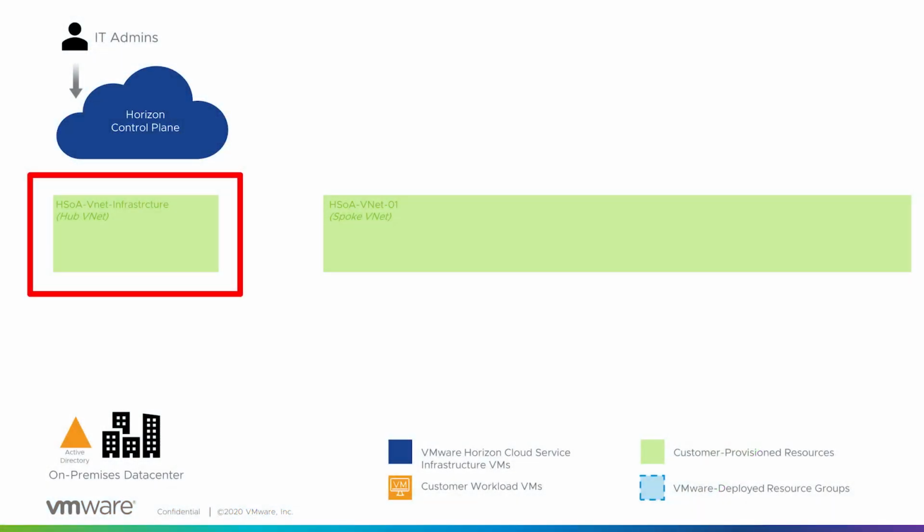So in line with our hub and spoke architecture, the next step is to create the hub network, which is where we're going to plumb in our VPN connection through to our on-premises data center. So we're going to go and create that now.